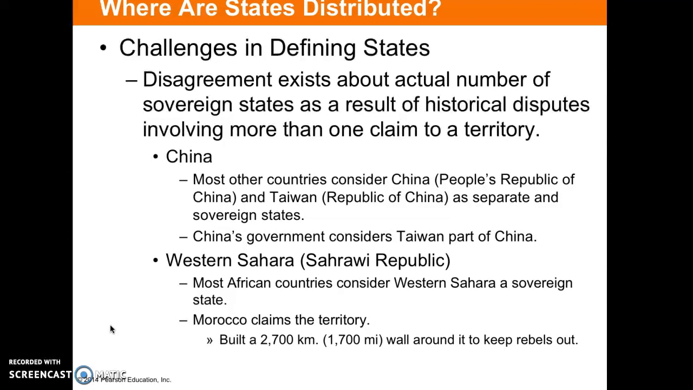Another one is Western Sahara. Most African countries consider Western Sahara a sovereign state, its own nation. But Morocco claimed the territory and built a wall around it to keep the rebels out.